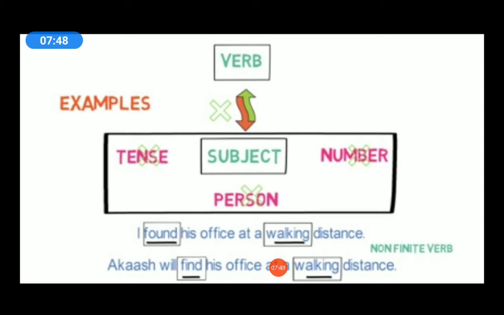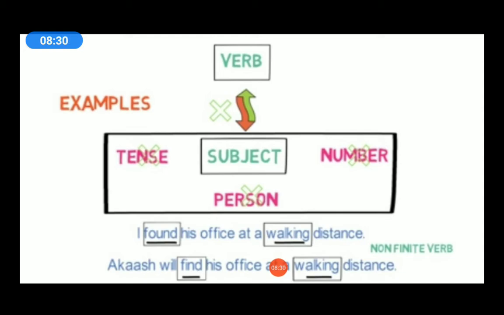In the first sentence, two verbs are there. One is found and another is walking. When I change the tense of the sentence, here, Akash will find his office at a walking distance. So I changed the tense from past to future. Found became will find. So when I changed the tense, the finite verb also changed, but the other verb, walking, remained the same in both the sentences. Found and will find are finite verbs, and walking in both the sentences is a non-finite verb.